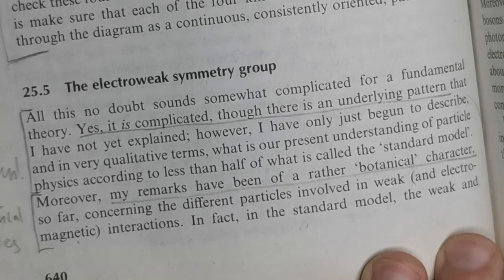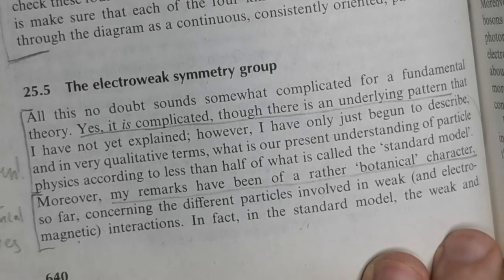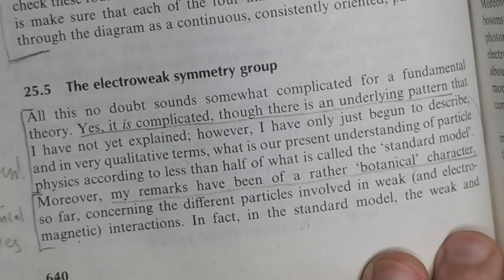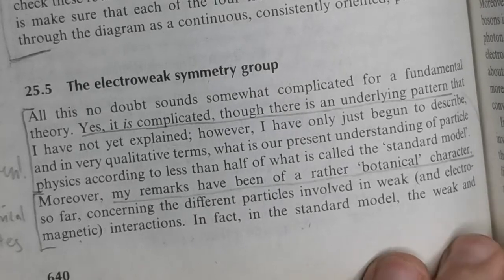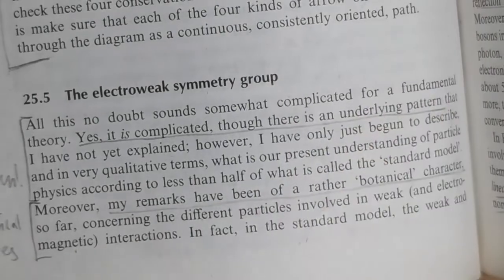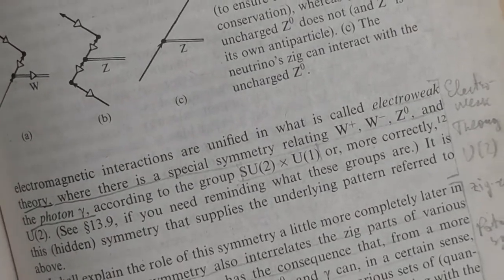Anyway, in this subchapter we are talking about how there is actually an underlying pattern to all of the things we described before. In the previous subchapters we had kind of botanical notes, so we just talked about a lot of interactions, particles, etc., but we haven't talked about some kind of unifying theory for those.